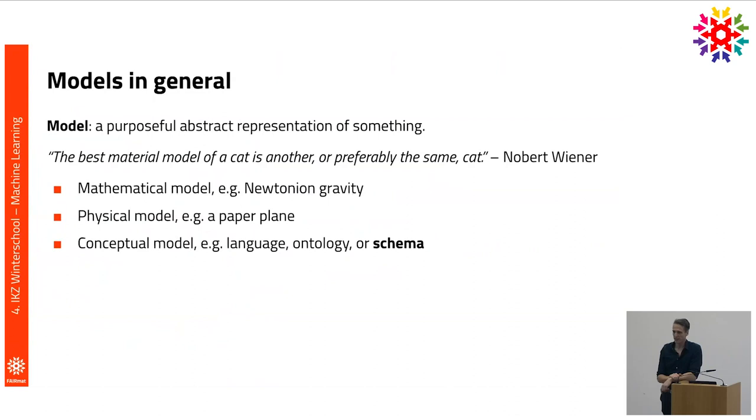The paper plane has two wings and a fuselage, and the real plane also has two wings and a fuselage, right? You take certain aspects of the thing in reality, and they will also be in your model.